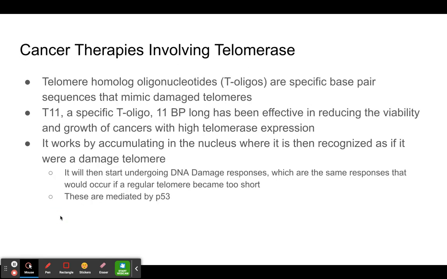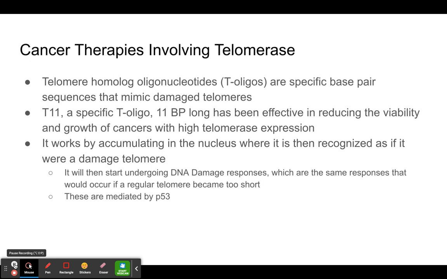Because researchers now know this, they focus in on how to manipulate telomeres to gain some sort of control over cancer cells. They've isolated telomere homolog oligonucleotides as a potential cancer therapy. These T oligos are specific sequences that mimic that 3' overhang, like we saw in one of those first pictures. And since they're very short, they signal to the cell that the telomere has become so short that it's ready to go into apoptosis. Essentially, it's tricking the cell into thinking that the telomeres have become so short that the cell is ready to die.